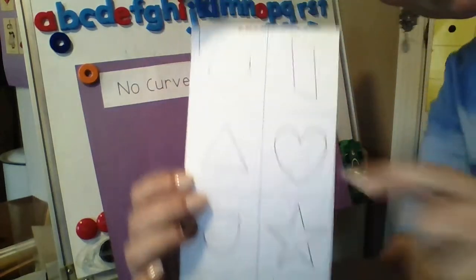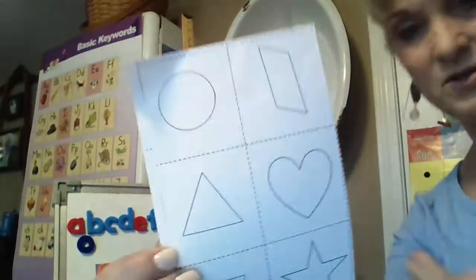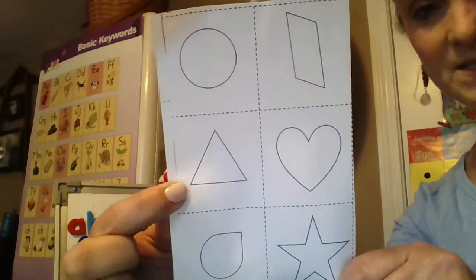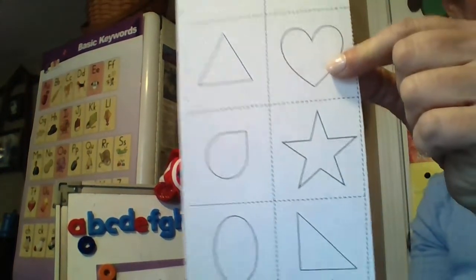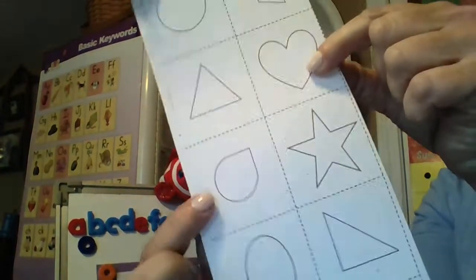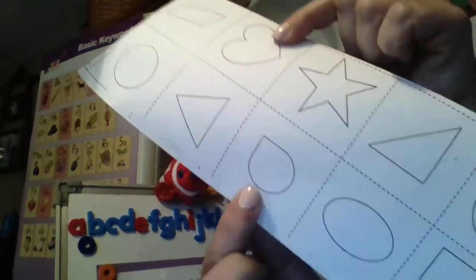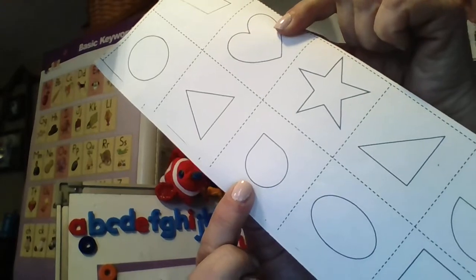I don't know if we're seeing this well. Let me fix this just a little. Oh, there we go. This is triangle, heart. Ooh, this one, I don't know what I would call that. It almost, if I turn it, it kind of looks like a raindrop or a teardrop.